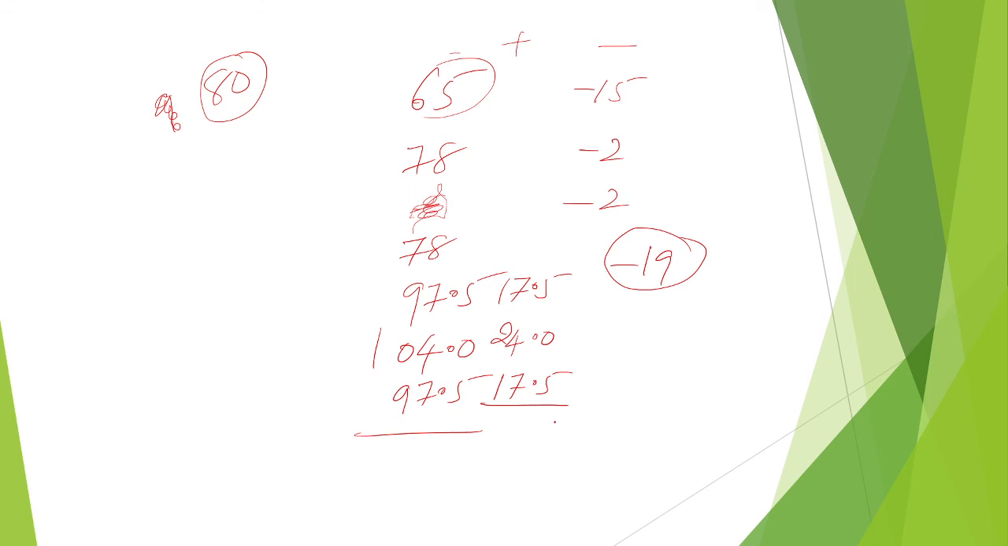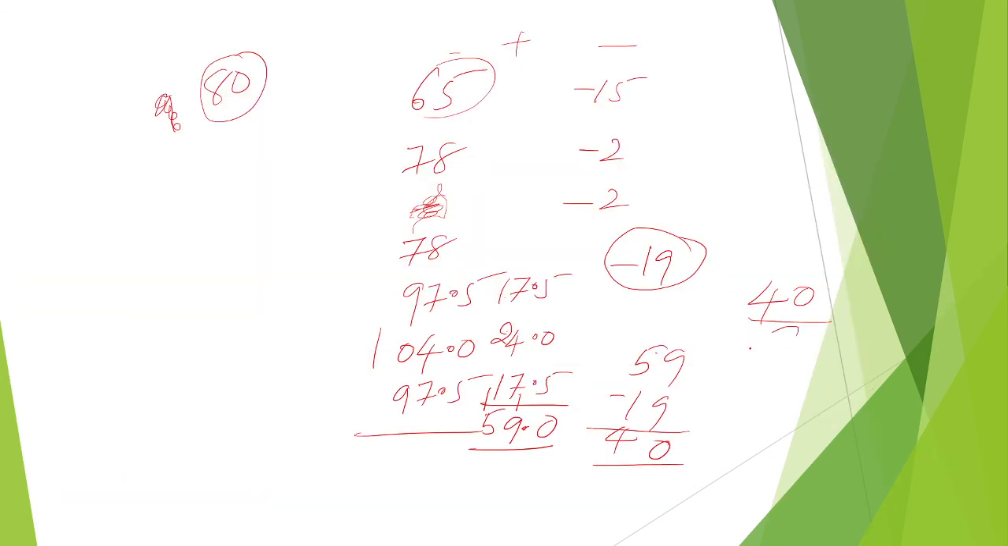Here the minus total is 19: 15 plus 2, 17, plus 2 is 19. The plus total is 17.5 plus 24 plus 17.5, that is 59. So 59 minus 19 is 40. How many students are there? 1, 2, 3, 4, 5, 6. 6 students.